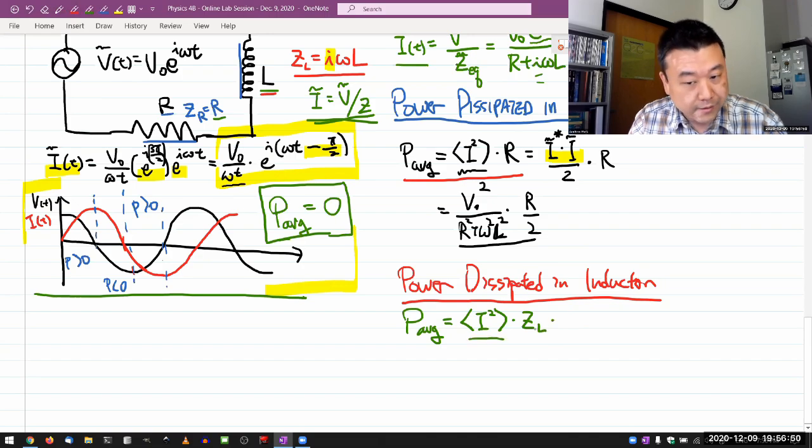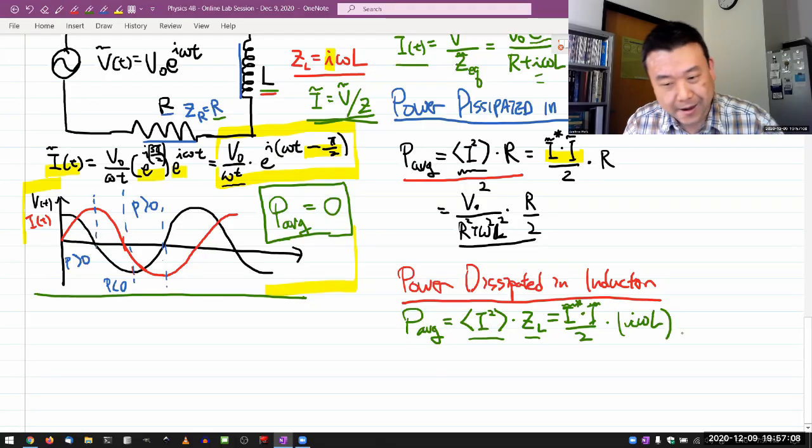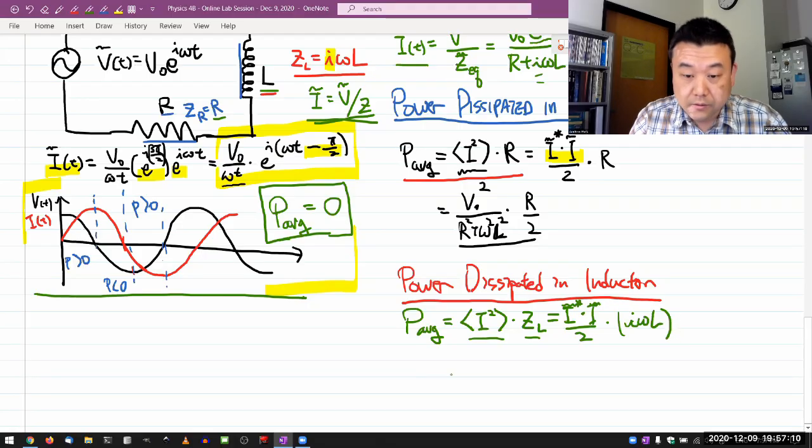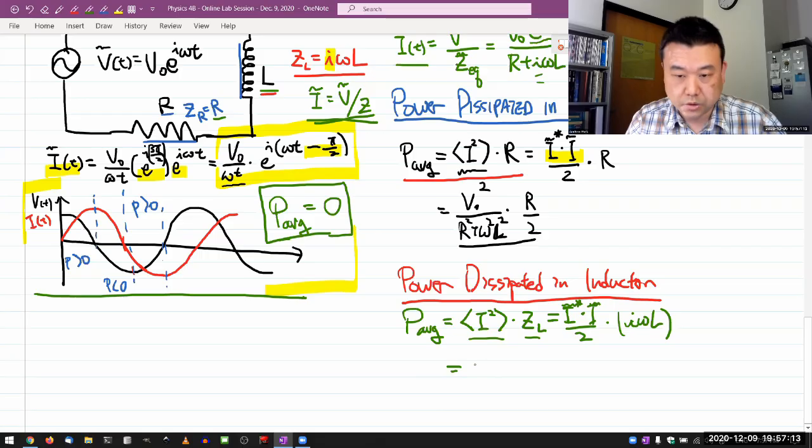So I know how to handle this. I know how to deal with the complex numbers. And so I do the complex conjugate times the complex function itself, divided by 2, times the impedance. That's going to be i, not omega t, but omega L, so not dependent on time. That's fine. And when you finish the calculation, this is what you're going to get: V naught squared over R squared plus omega squared L squared times i omega L.